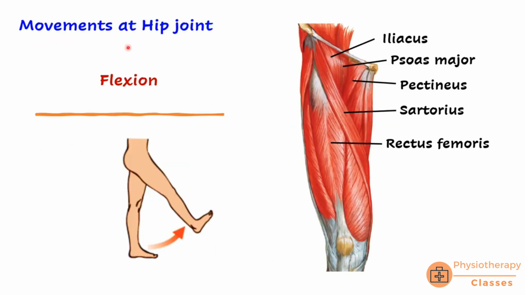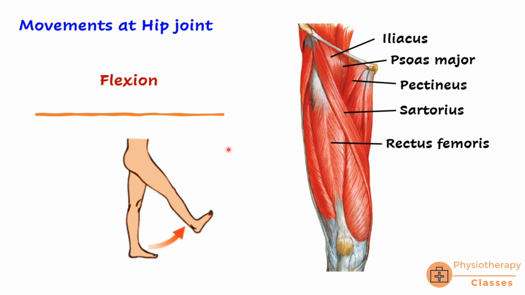We will now look at the movements at the hip joint. The movements possible at the hip joint include flexion, extension, adduction, abduction, medial rotation and lateral rotation. We will begin with flexion at the hip joint. So in this picture you can see here the flexion at the hip joint. The thigh is taken forwards.